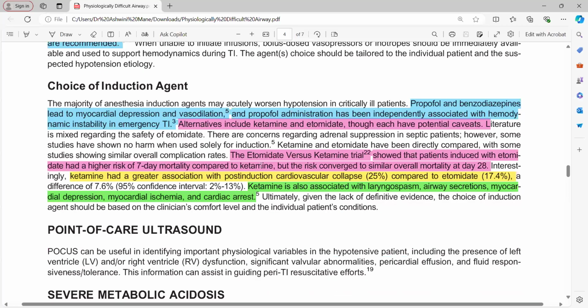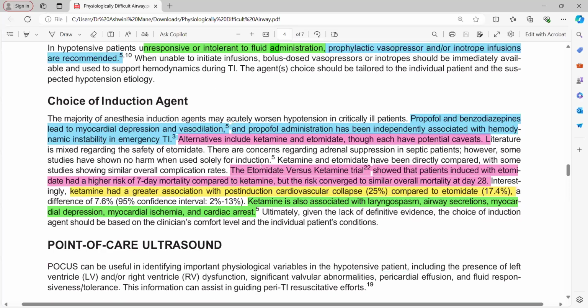Now, regarding the choice of induction agent. The majority of anesthesia induction agents may acutely worsen hypotension in critically ill patients. So propofol and benzodiazepines lead to myocardial depression and vasodilation. Propofol administration has been independently associated with hemodynamic instability in emergency tracheal intubation. So the alternative agents for this are ketamine and etomidate.